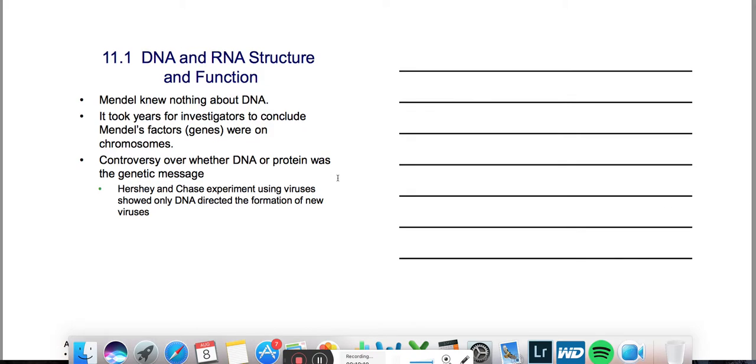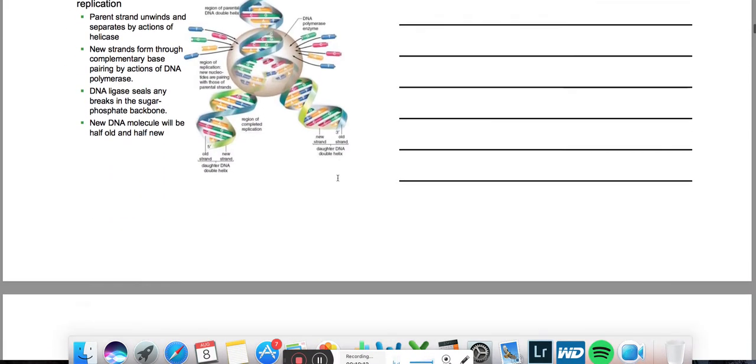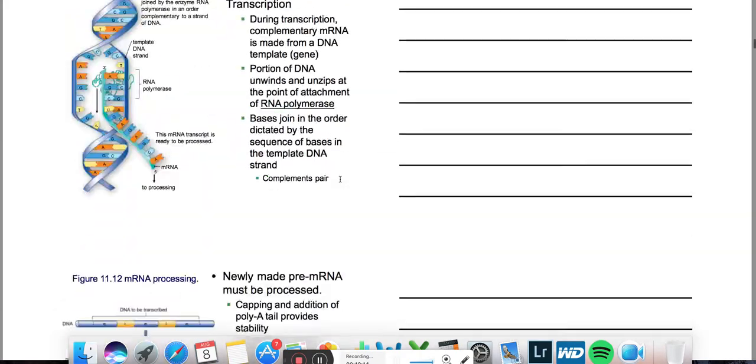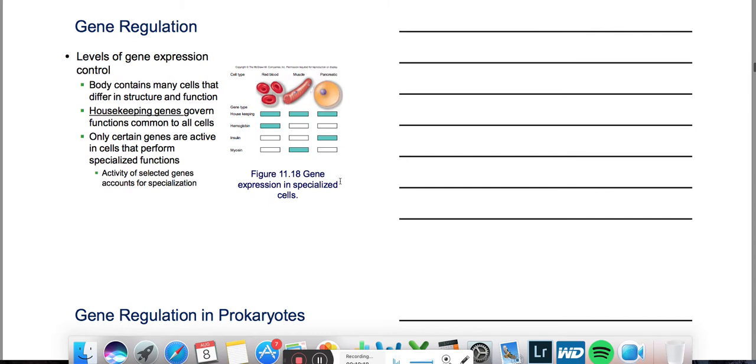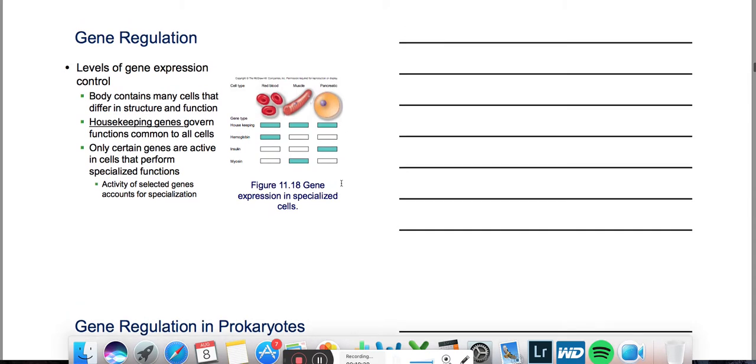So you're going to have DNA and RNA structure and function, RNA structure, okay, gene regulation. It's a pretty detailed few chapters here, so bring any questions you have to class. We'll be happy to do a discussion on it.